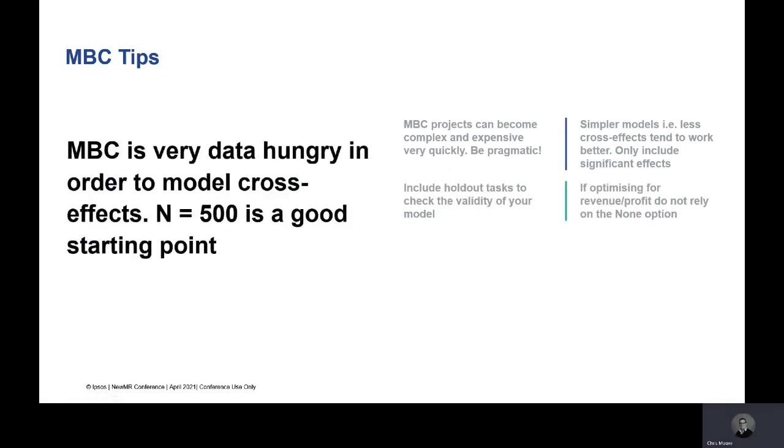Because of all these interaction terms, menu-based choice is very data hungry. In order to model these cross effects, we always recommend at least 500 as a good starting point. It does obviously depend on how many items you're testing. If you're only testing 4 or 5 items, then you might be able to get away with a smaller number, but typically these restaurant menus and just general menus might have 20 or 30 items. So you really want to be looking in the thousands in terms of sample size.